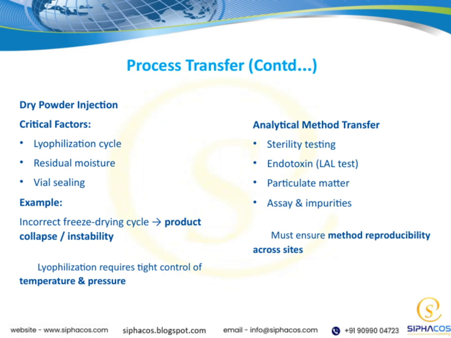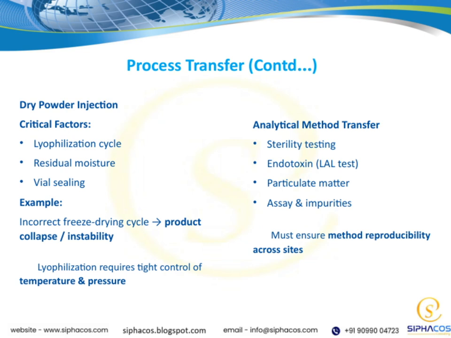Moving on to dry powder injection, there are several critical factors to consider. The lyophilization cycle, for example, must be carefully optimized because an incorrect freeze-drying process can lead to product collapse or instability, which we definitely want to avoid. Residual moisture levels are also vital. Too much moisture can compromise product stability, while too little might cause brittleness.